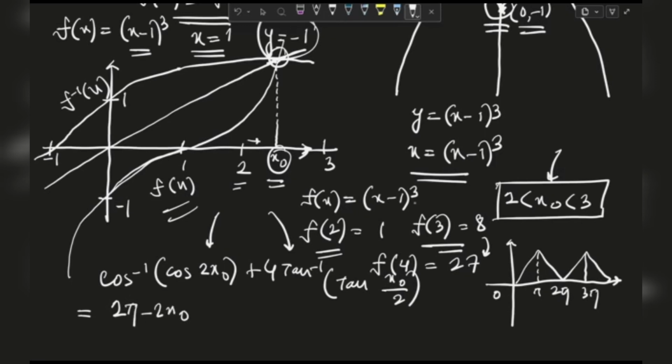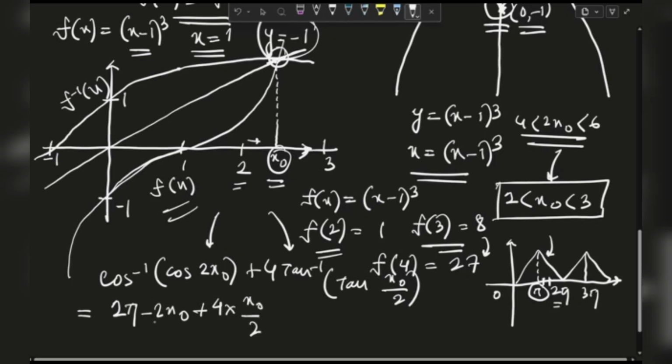Because if you see from here, 4 is less than 2x naught, which is less than 6. And your 2 pi is approximately 6.28. Pi is 3.14 and this is 6.28. So somewhere in between these two parts it will lie. So basically this will be the line. I don't think much explanation is needed. And this other thing is simply your x naught by 2.